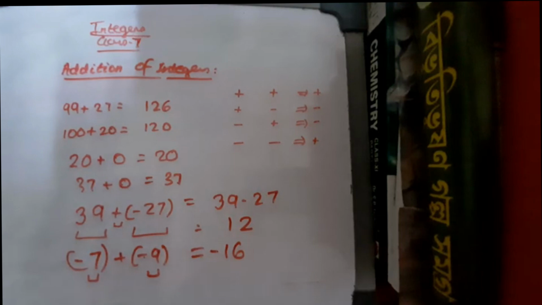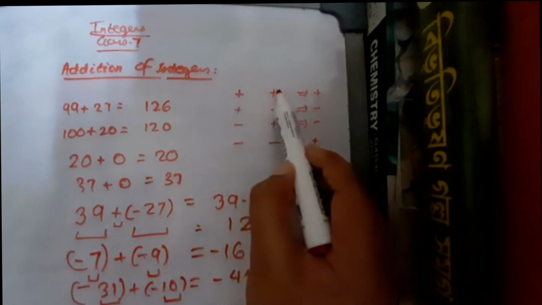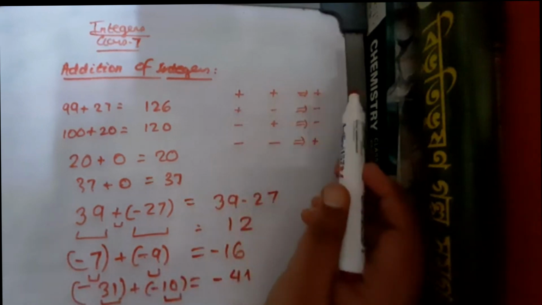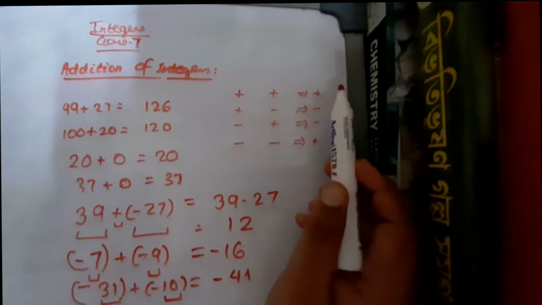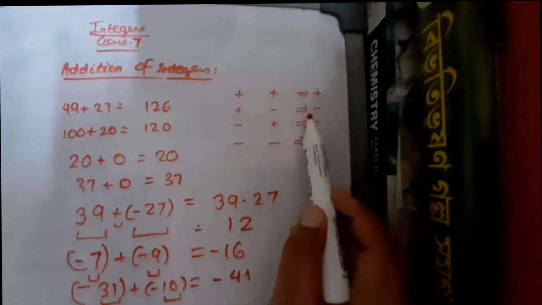Let's take another example. Let's say minus 31 plus minus 10. You have to add 31 and 10 to get 41, and you have to add this negative sign. So just remember: positive integer and positive integer, you have to perform the addition operation. Positive integer and negative integer, you have to perform the subtraction operation.